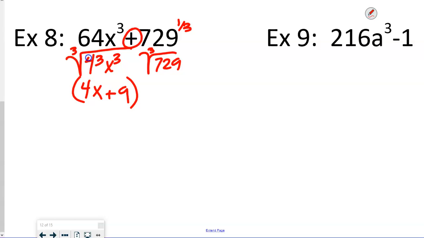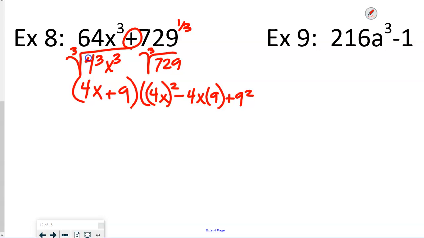Now what we're going to do is take that first term, that 4x, and we're going to square it. For the middle term, we're going to multiply the 4x. Now remember, the middle term is going to be negative here because there was a plus in the first, so we're going to put a minus in the middle term here. So we're going to do 4x times 9. And then we're going to take the 9 and we're going to square it.